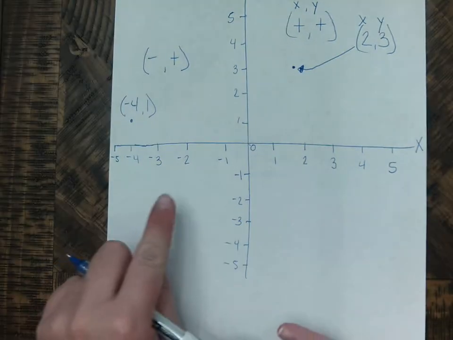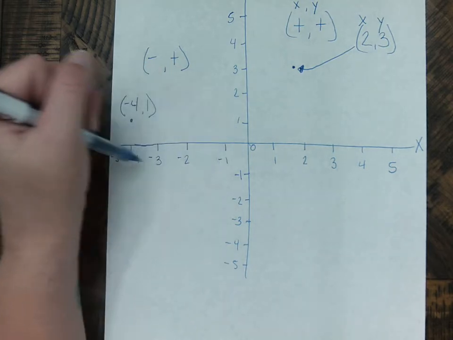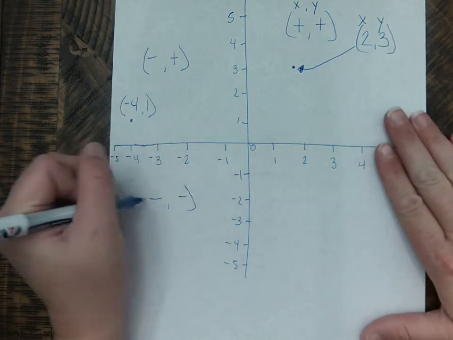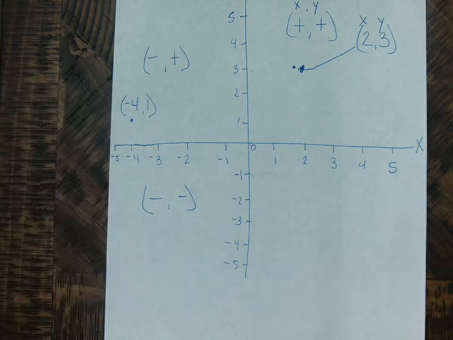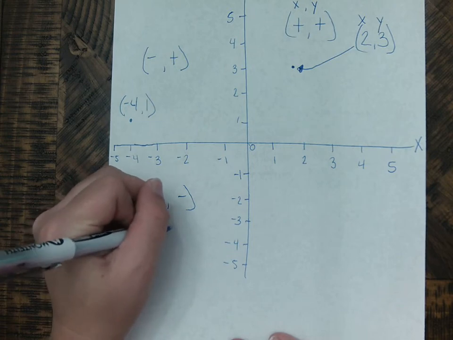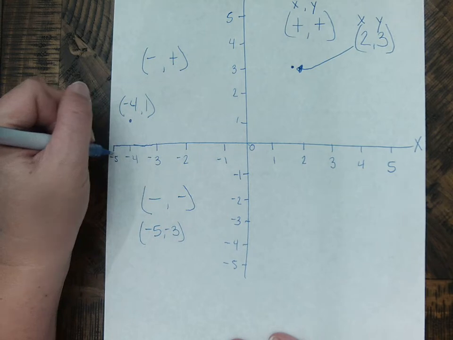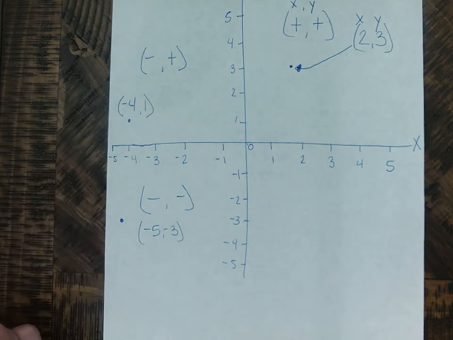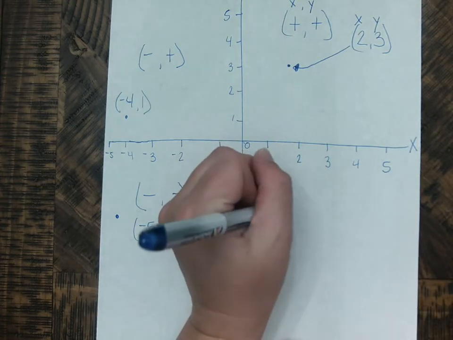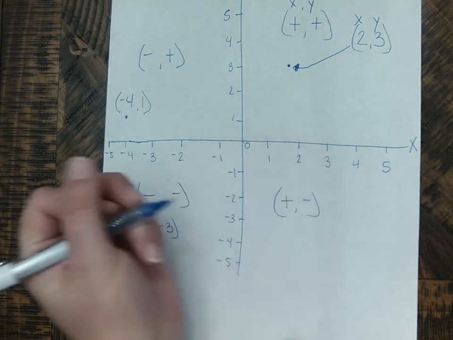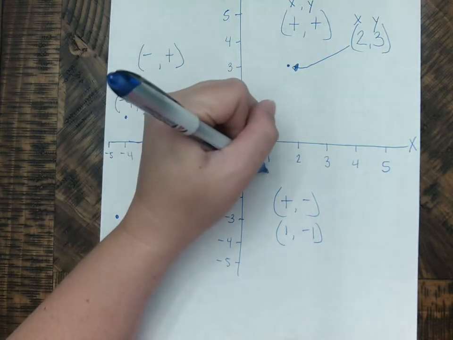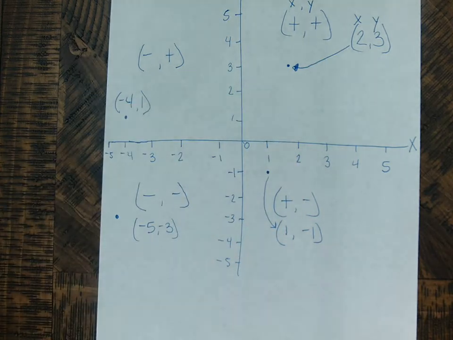Okay, this quadrant down here has x's that are negative, but also y's that are negative. So this is my negative quadrant. So a point here could be, let's say we go -5, comma, -3. So we go x -5 down to -3. Okay. And then our last quadrant here, our x's are positives, but our y's are negative. So this one could be 1, comma, -1. I go over to 1 and down to -1. Okay, and that could be that point right there.